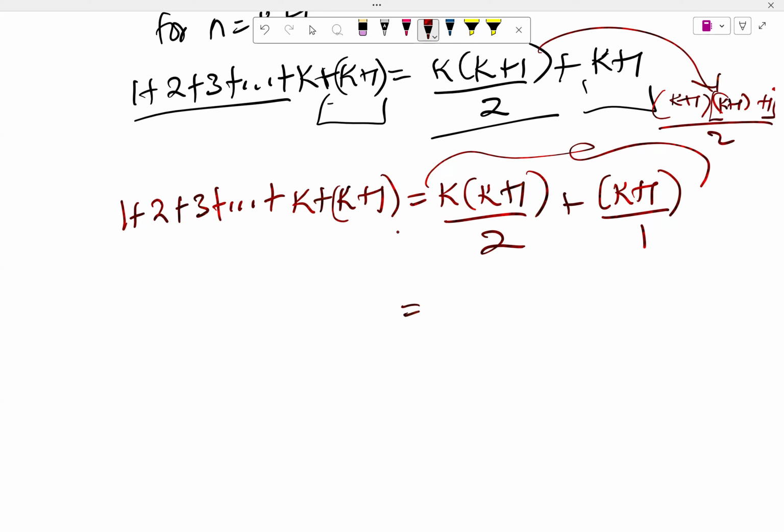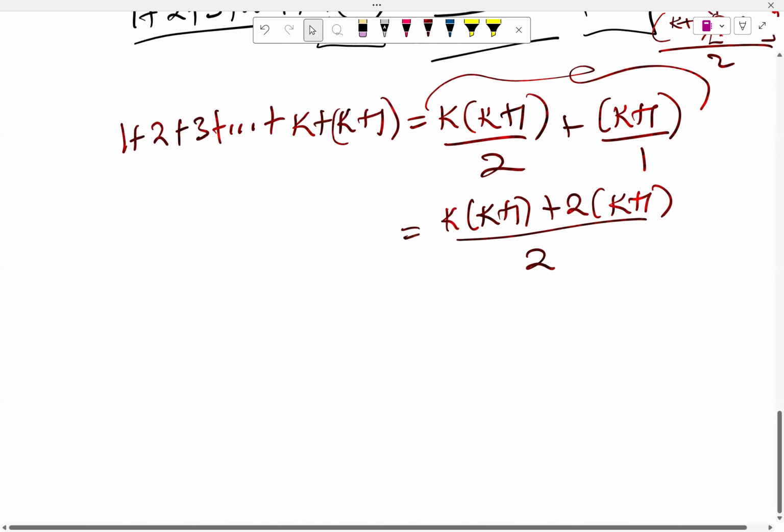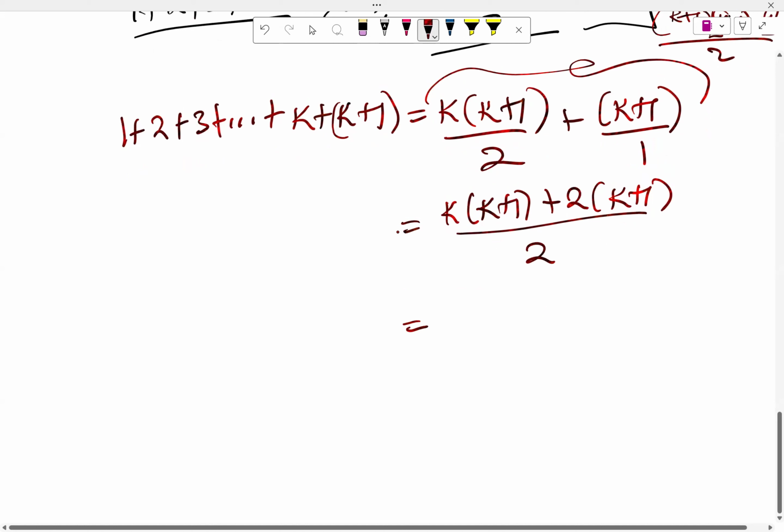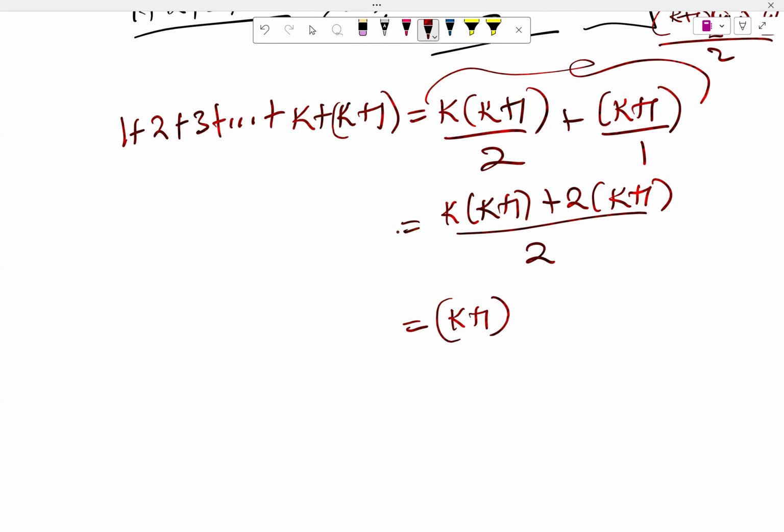So now we have the LCM of this as 2. So 2 into 1 is 2, 1 times k, you have k into k plus 1, plus 1 in 2 is 2, you have 2 into k plus 1. Then we simplify this until we get what we want. So here, k plus 1 is common, so you have k plus 1 into k plus 2 all over 2.